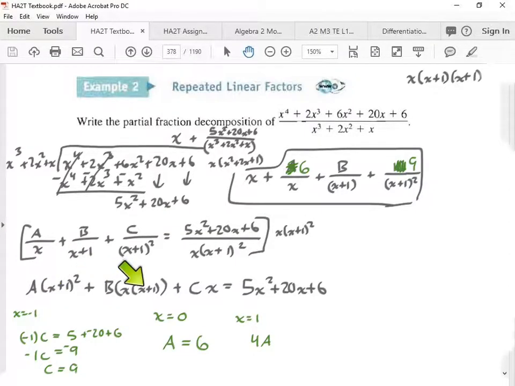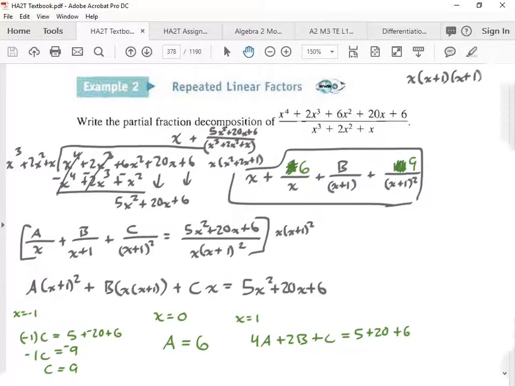If I plug in 1 right here, that would be 2. And then 1 times 2 would just be 2, so we get 2b. And then we have a 1c. And then we get 5 plus 20 plus 6, because when I plug in 1 to those, that's what happens.